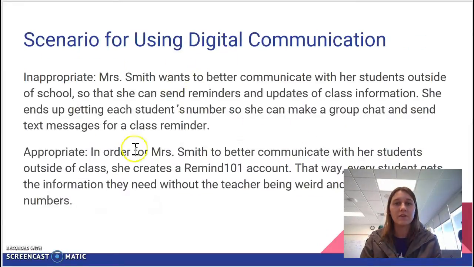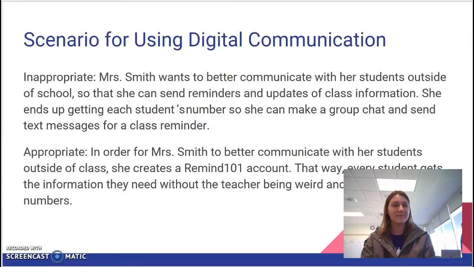And this is our scenario. Ms. Smith wants to better communicate with her students outside of school so that she can send reminders and updates of class information. She ends up getting each student's number so she can make a group chat and send text messages for a class reminder, which would be the inappropriate use of digital communication, because getting your students' numbers is weird and not cool. The appropriate way would be for Mrs. Smith to use Remind 101, create an account with students, and get the information out there to their students.